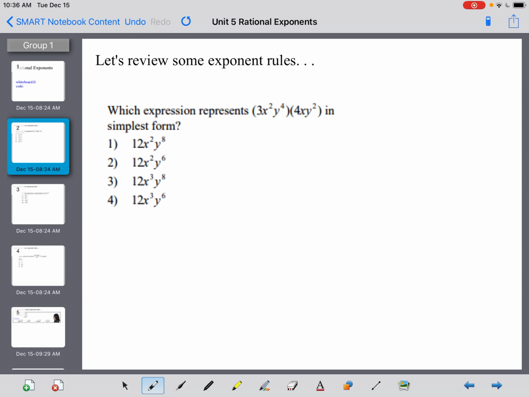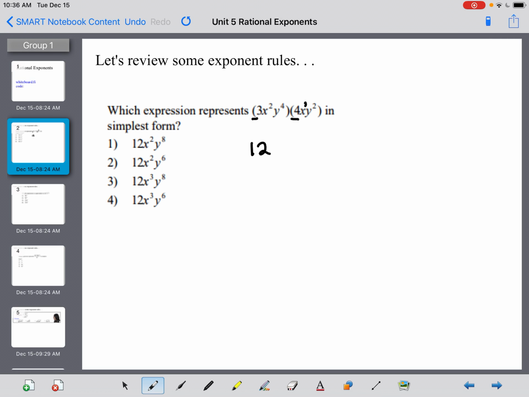So for something like this, we just want to look at the two monomial expressions and think about what we are able to multiply together. So we have two numerical coefficients of 3 and 4. If I multiply them together, I'm going to get a product of 12. Then I look at my x's. I have x squared times x to the first.